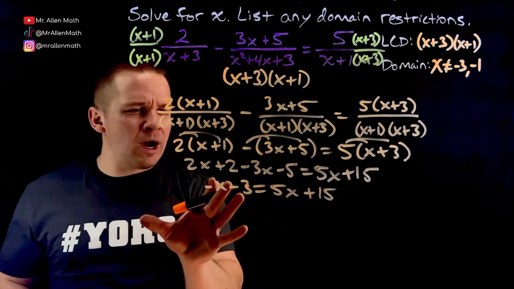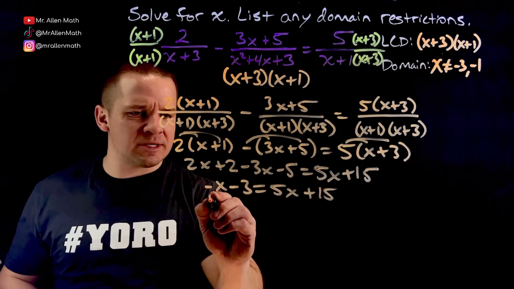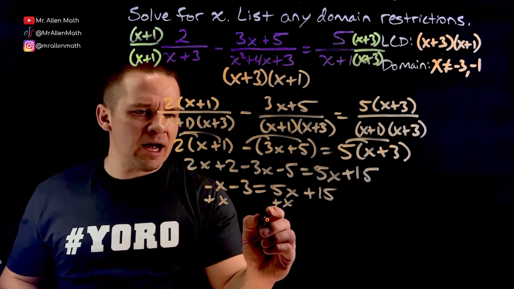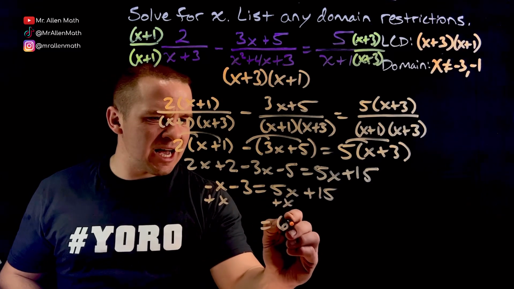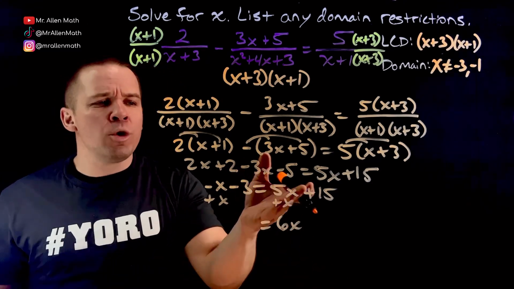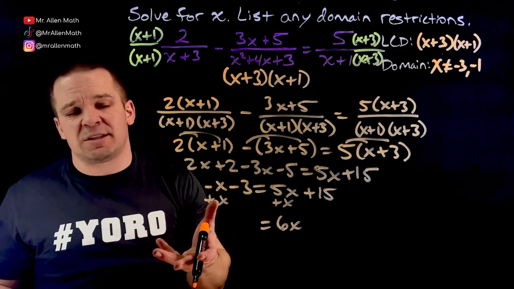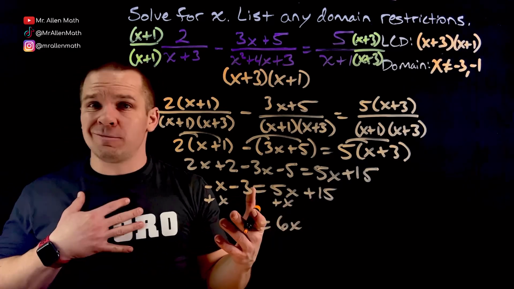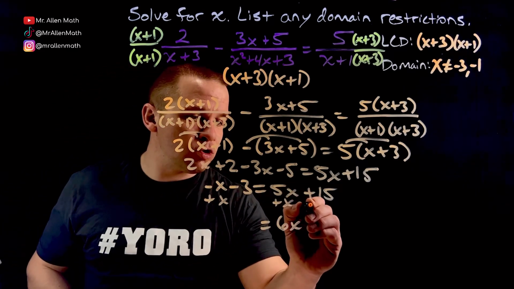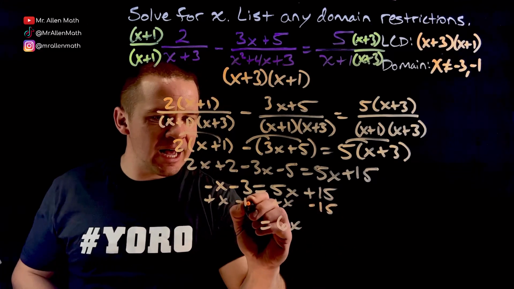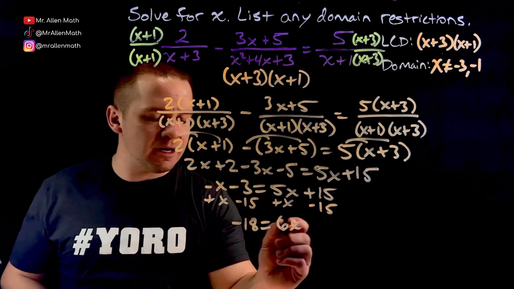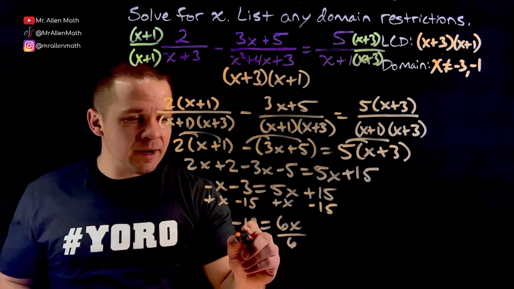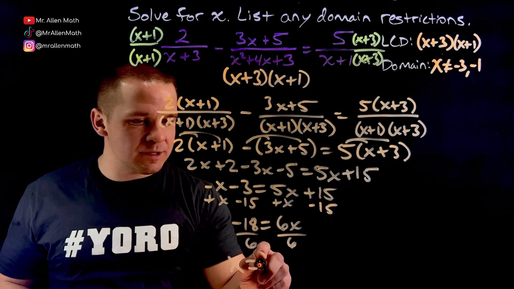Now I'm going to add x to both sides. That's going to give me 6x over here. I wanted it positive. We could have subtracted 5x, and we'd just have negative 6x on the other side. Your call. I'm subtracting 15 so I can get x on its own side, and I get negative 18. So now when I divide by 6, I get x equals negative 3.